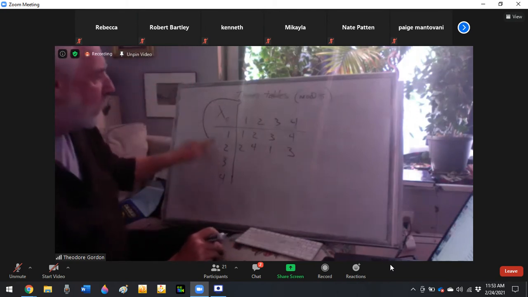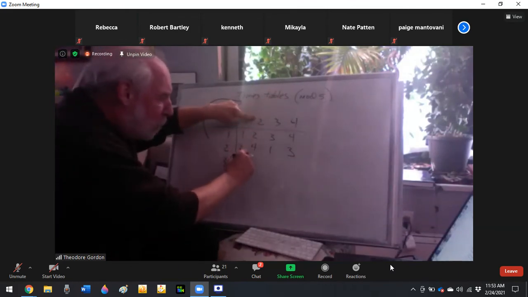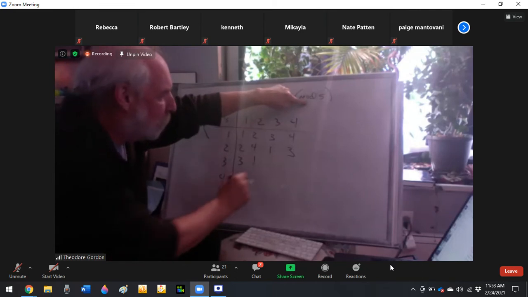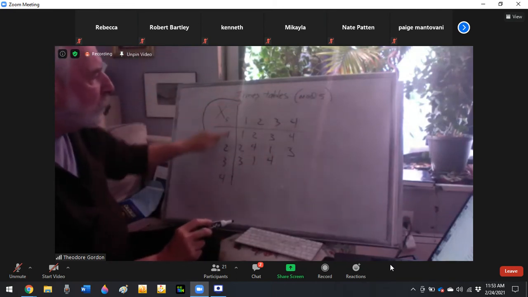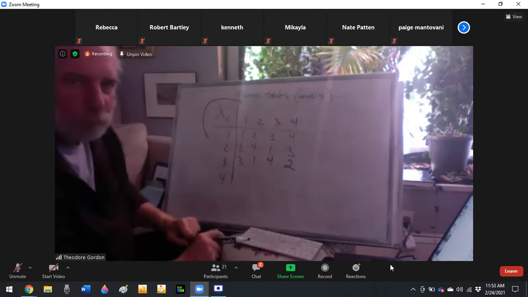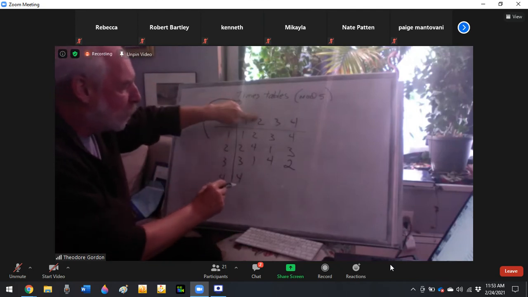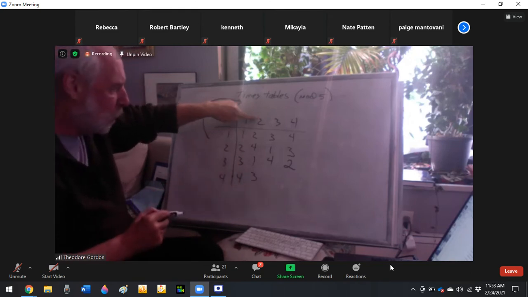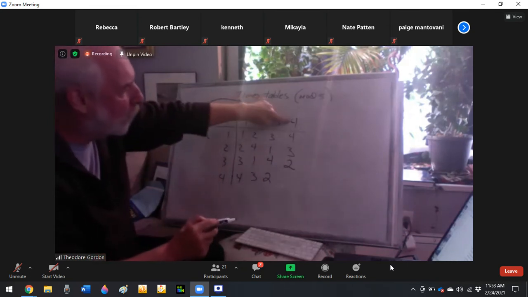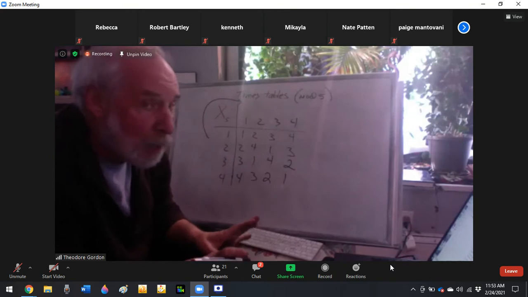All right. 3 times 1 is 3. 3 times 2 is 6, but divide by 5, the remainder is 1. 3 times 3 is 9, divide by 5, and the remainder is 4. 3 times 4 is 12, divide by 5, and the remainder is 2. Now we go on to 4s. 4 times 1 is 4. 4 times 2 is 8, divide by 5, that's 3. 4 times 3 is 12, divide by 5, that's 2. And 4 times 4 is 16, divide by 5, and 1. So that's the times table, mod 5.